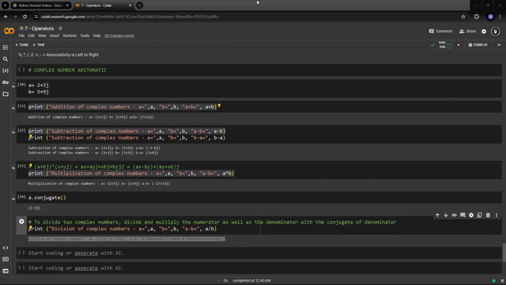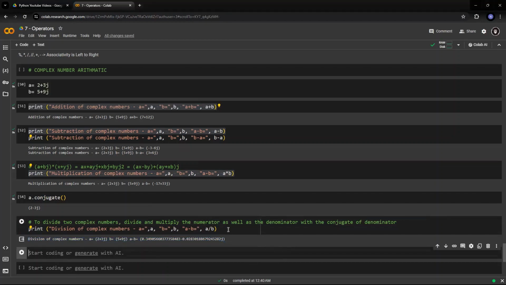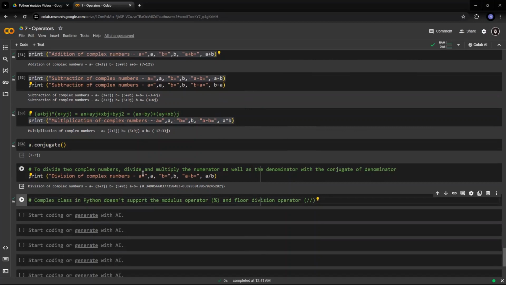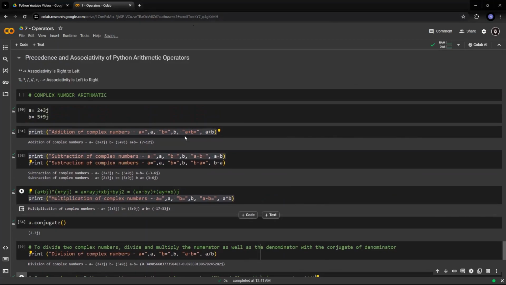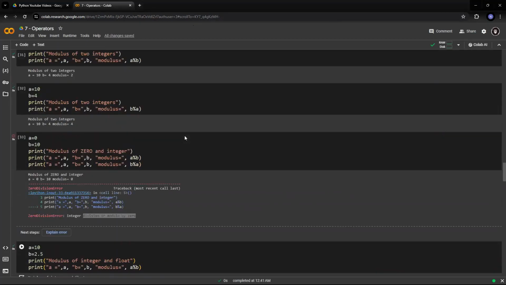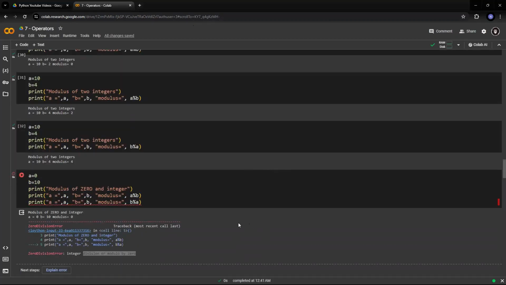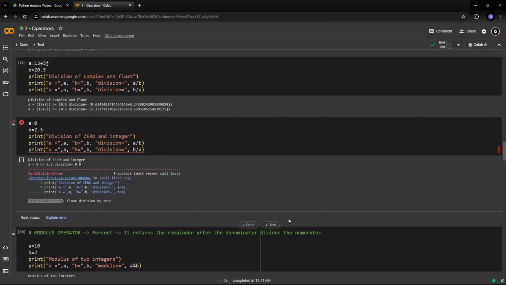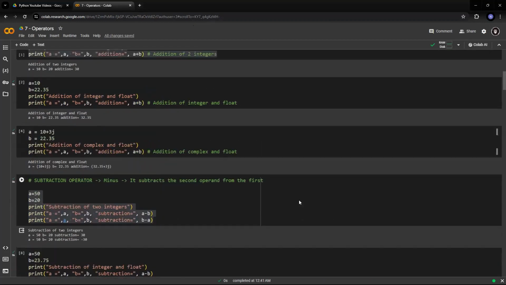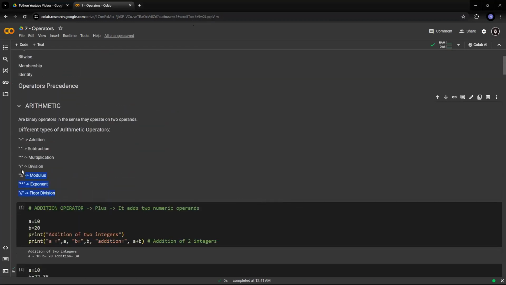Now the complex class in Python doesn't support the modulus operator or floor division. Always remember this. Complex numbers do not support modulus or floor division. So these are the comprehensive arithmetic operators that we have gone through. Hope you have liked this session. And you'll use these various methods that I've used to learn more about addition, subtraction, division, and the various operators in arithmetic operations.